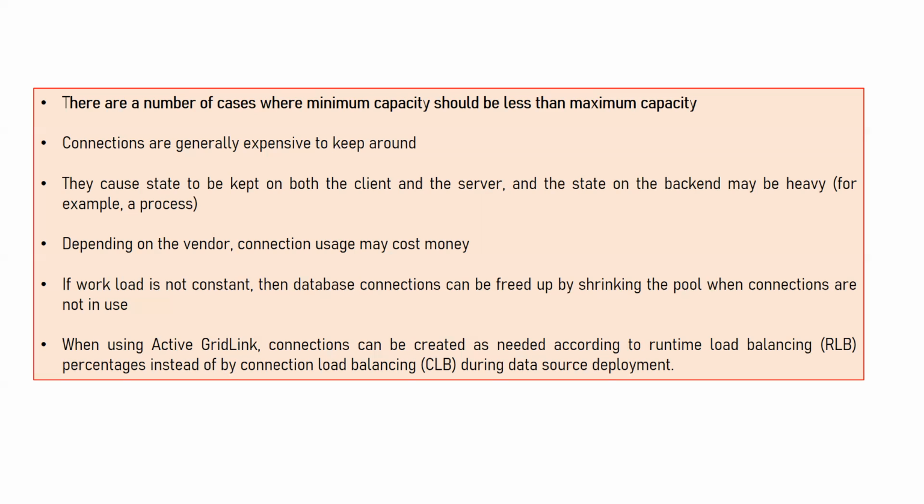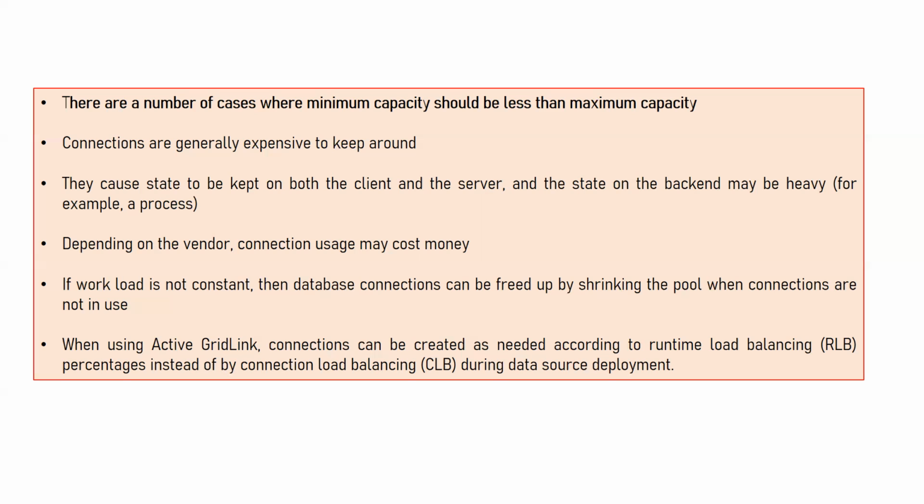If the workload is not constant, then database connections can be freed up by shrinking the pool when connections are not in use. So there is an option for shrinking the pool. That means if you have 1,000 connections created in your pool and those are not getting utilized, then you can set a frequency for shrinking the pool, where your connection pool will automatically shrink the number of connections. And when using Active GridLink, connections can be created as needed according to runtime load balancing percentages instead of by connection load balancing during data source deployment.